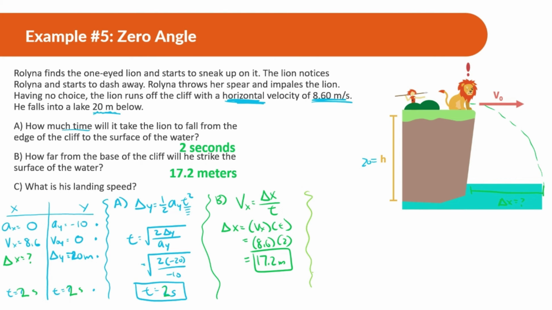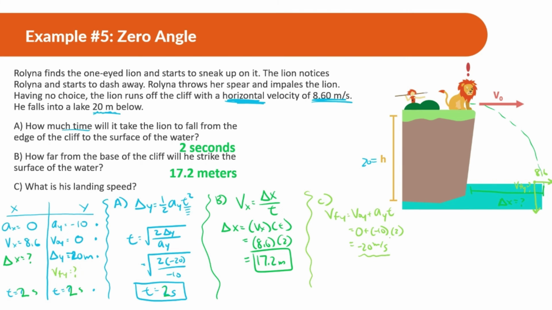Okay. Part C says, what is his landing speed? So when he hits the water here, we should know that the velocity in the x direction is always the same. It's going to be 8.6. However, in the y direction, he's going to be going faster and faster. So first, let's figure out what that velocity is in the y direction. So final velocity in the y. I'm going to be using the equation final velocity in the y is equal to initial velocity in the y plus acceleration in the y times time. And that's 0 plus acceleration in the y, which is negative 10, times time, 2. So this is equal to negative 20 meters per second.